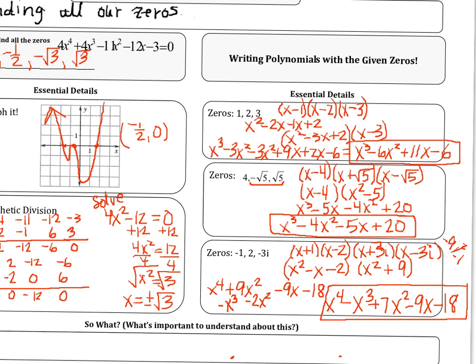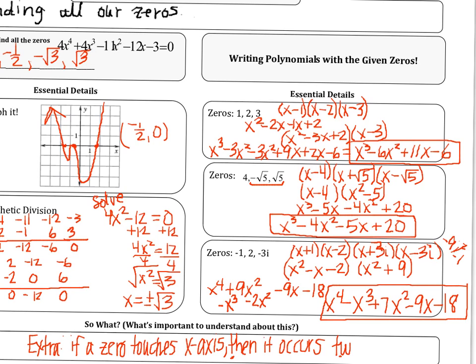So what's important to understand is that there's an extra piece that we added here. I want you to remember, so we're going to put extra here. If a zero touches the x-axis, then it occurs twice. Okay, so we have the zeros that touch the x-axis occurring twice.